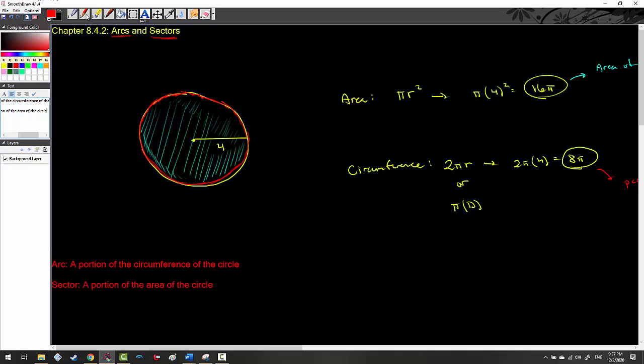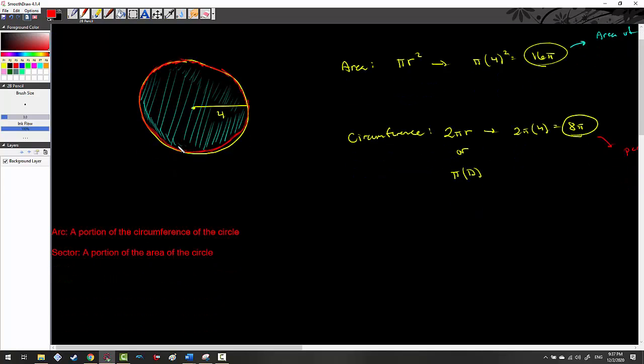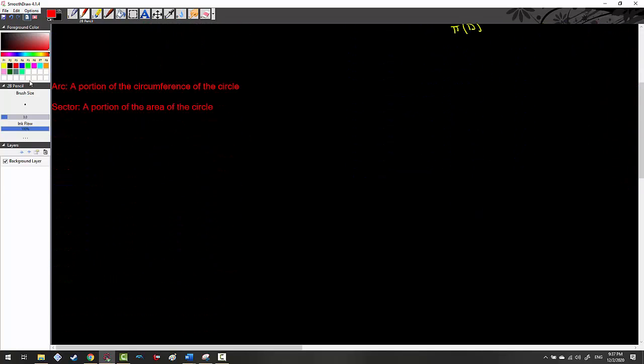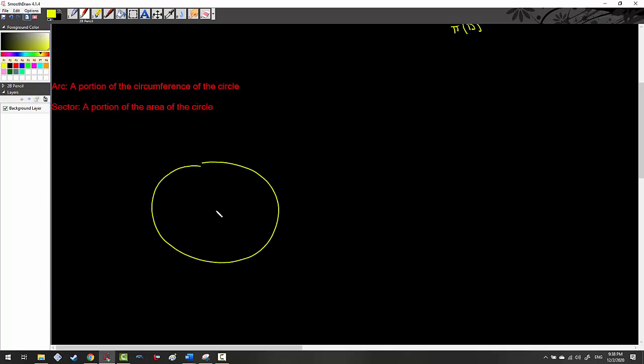So that's ultimately what this chapter boils down to: how do we find a portion of the area of the circle? How do we find a portion of the circumference of a circle? Well, let's find out. I'm going to break it down into something really easy, and then we'll talk about how it was actually found. So I'm going to draw another circle here. I'll keep it the same. I'll make it radius 4.